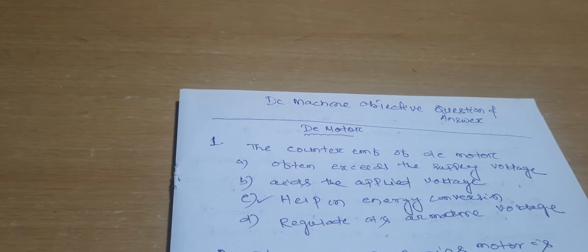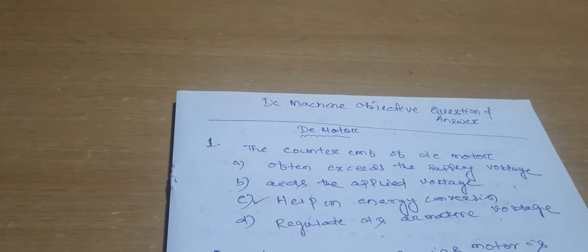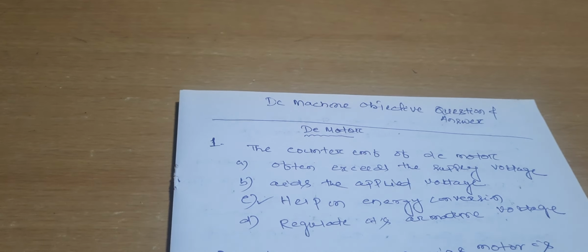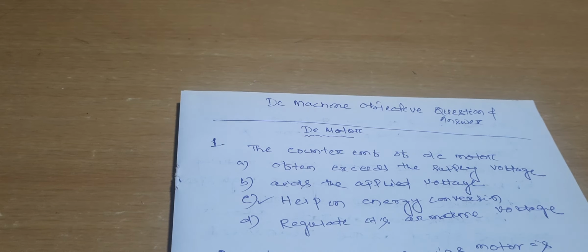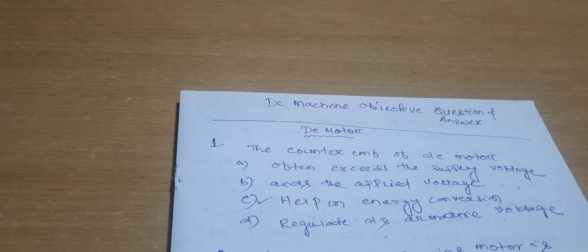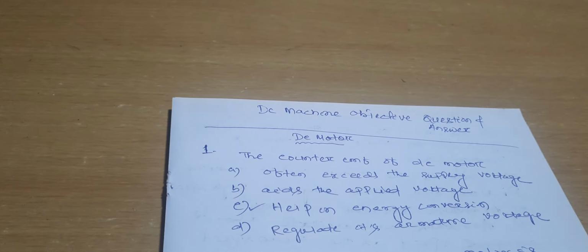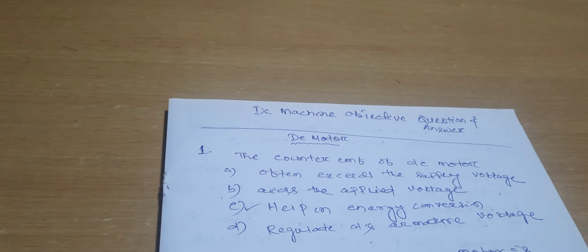So first we discuss about DC machine objective question and answer. DC machine is again divided into two categories, one is DC motor and DC generator. So first we discuss objective question answer related to DC motor. First one is the counter EMF of DC motor.